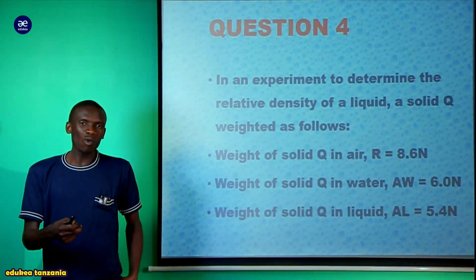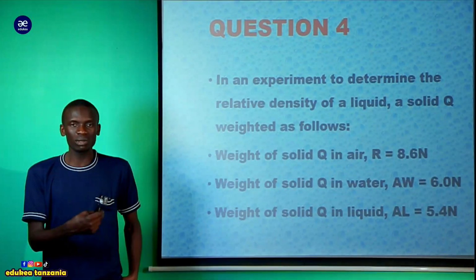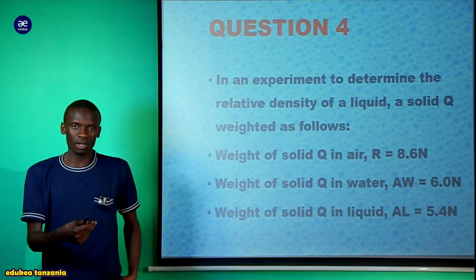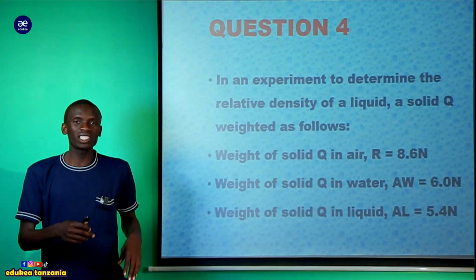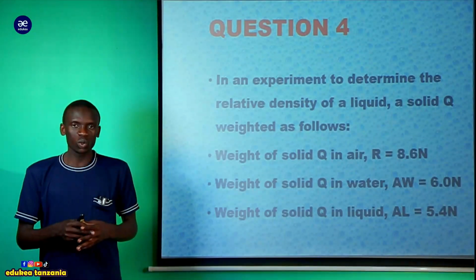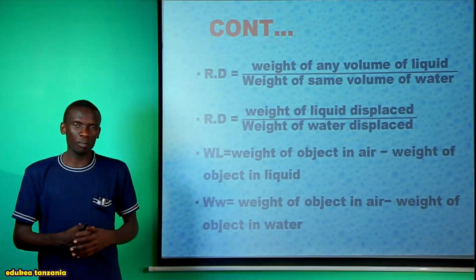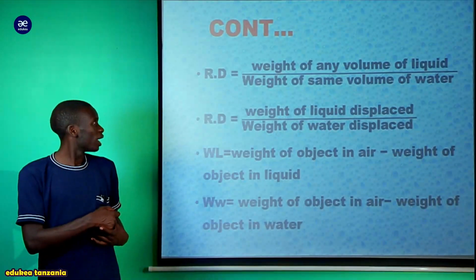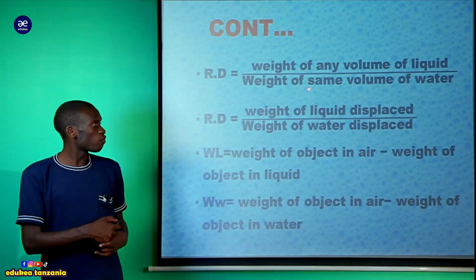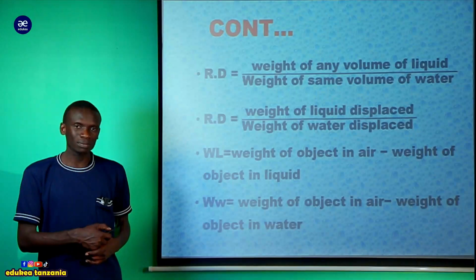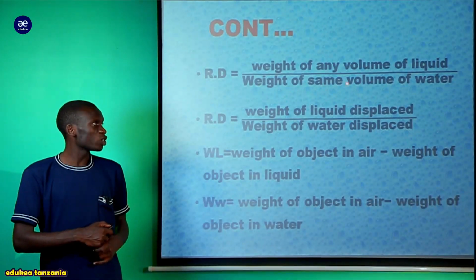But how can we calculate the relative density of a liquid? There is a concept. By using the concept of Archimedes principle and the law of flotation, there is a formula that is used to calculate the density of a liquid. We say relative density is equal to the weight of any volume of liquid over the weight of the same volume of water.